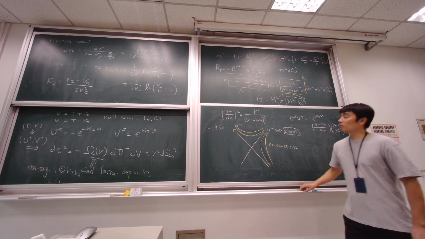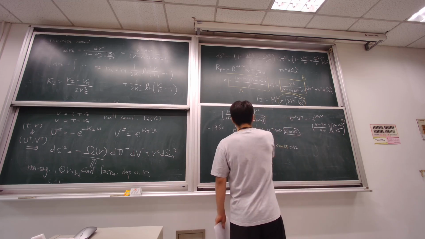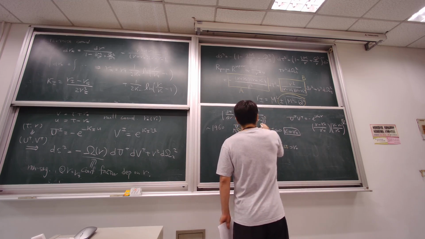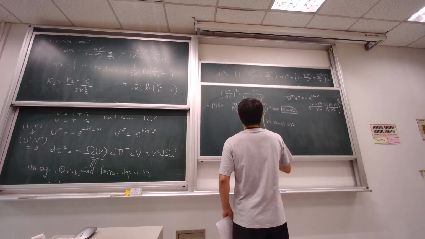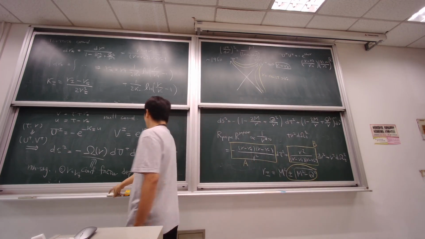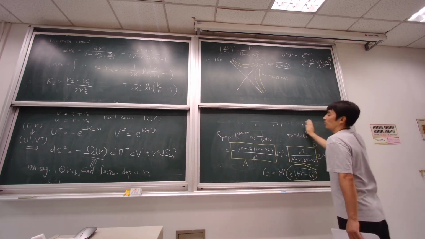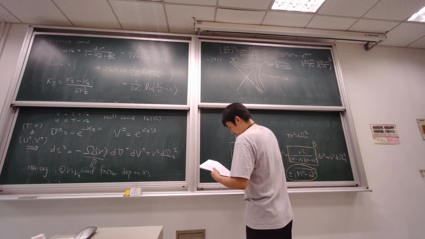And then eventually we will hit R equal to R minus. But in this case, we need to use a new coordinate, U plus. That's why we introduce U minus.